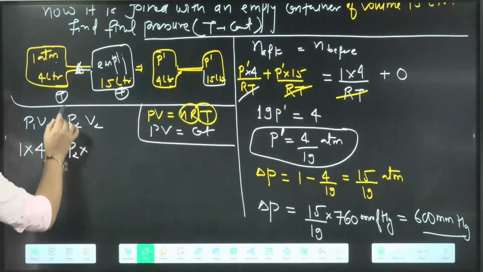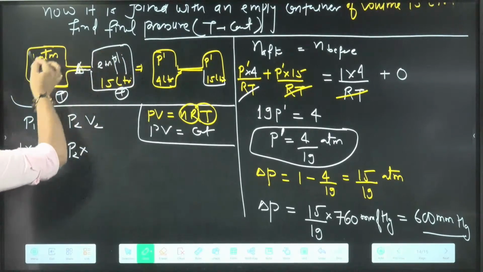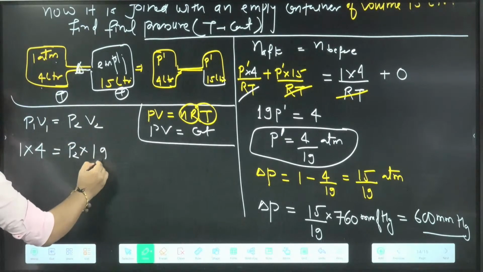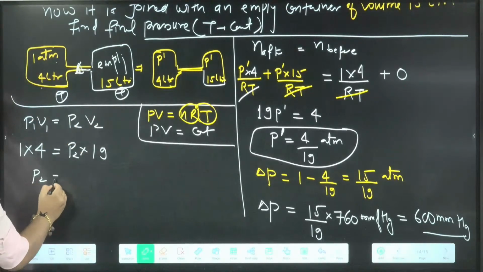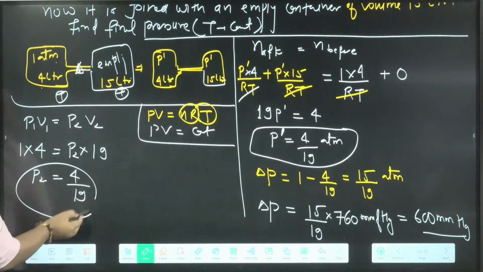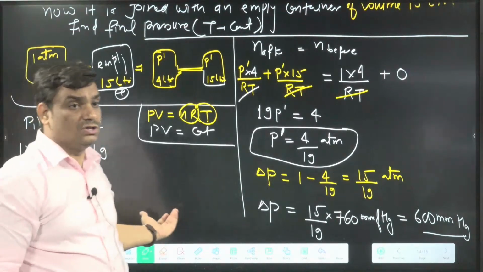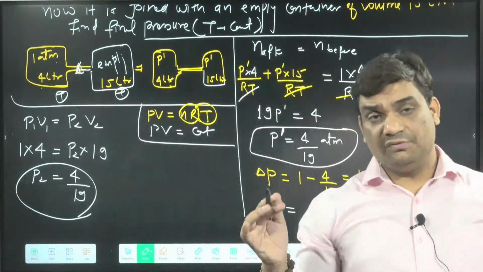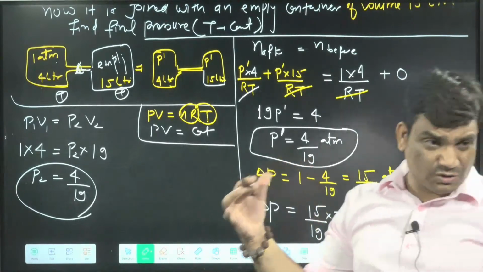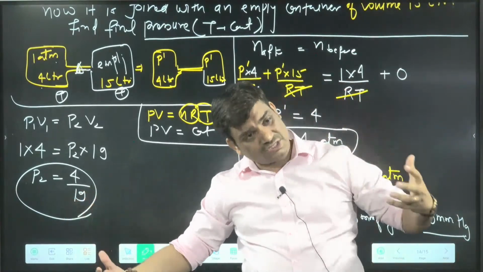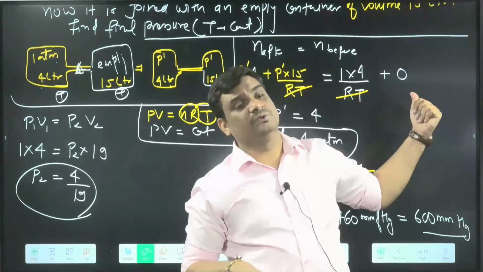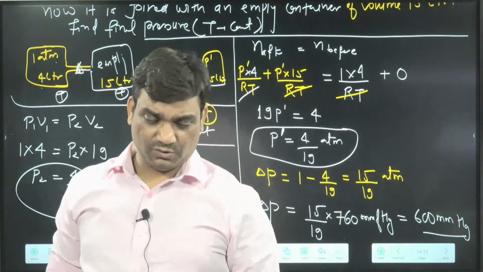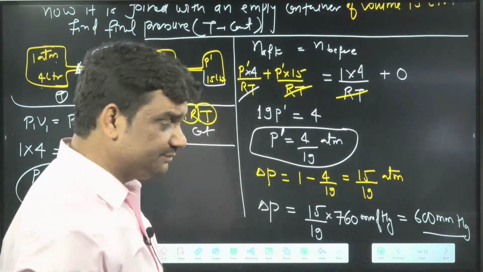After joining, the gas is in both containers, so what is the total volume? 4 plus 15 means 19. So P2 becomes 4 by 19. But we can write this only when the temperature is given as constant, which is Boyle's law, whereas n before equal to n after can be used always, in any question. I hope this is clear.